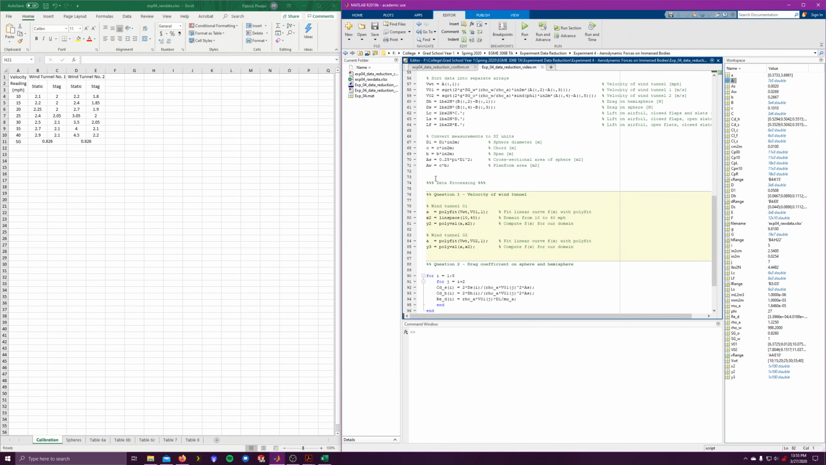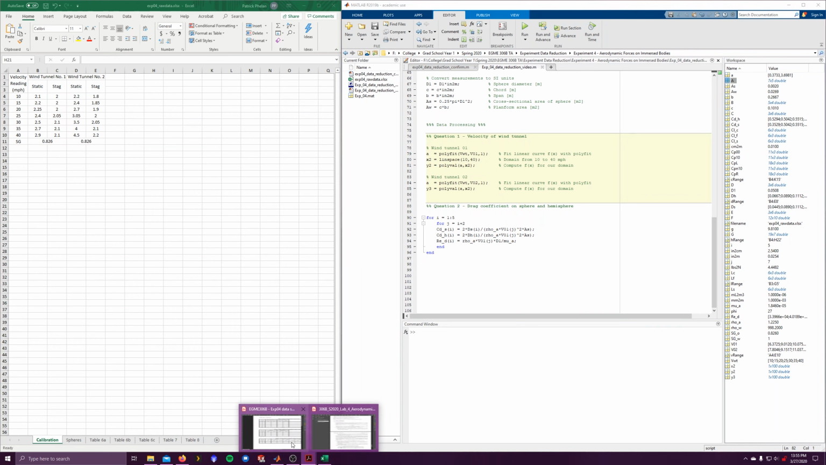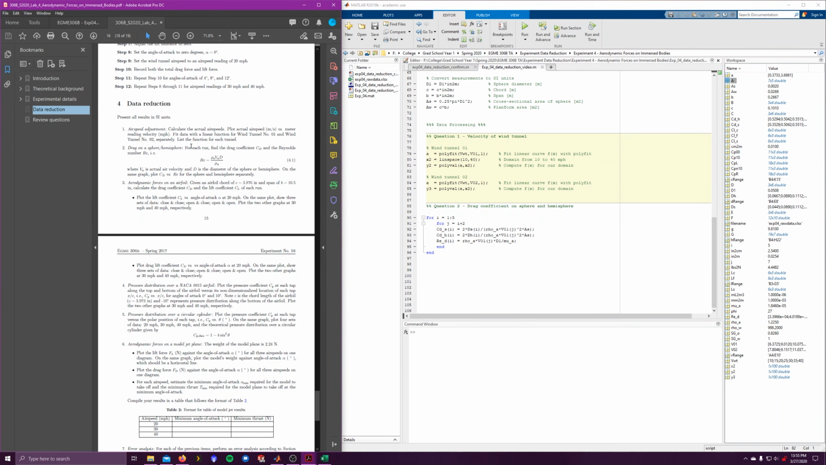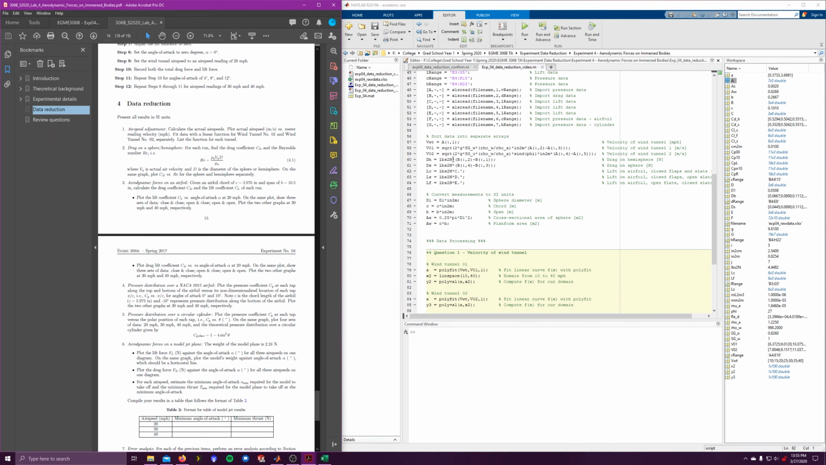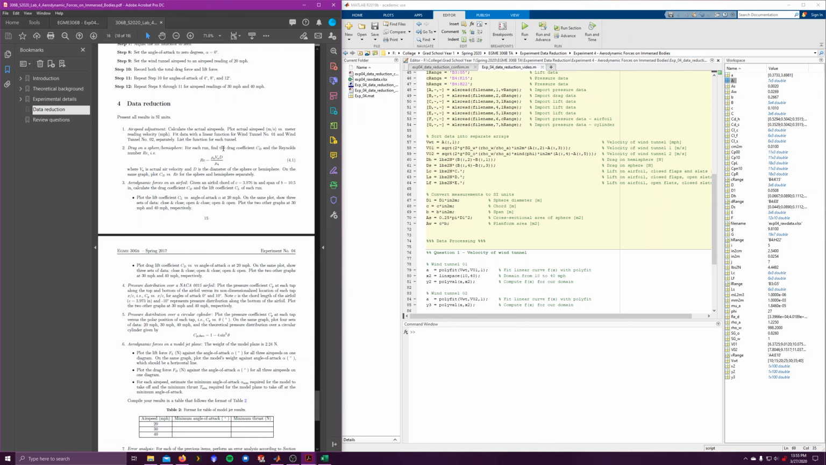Okay, so now I started the data processing section for our experiment. So I have question 1 and I have question 2. So question 1, this is for the velocity of the wind tunnel. We're going to calculate the actual airspeed, which we've already done up here in those two lines. And then we're going to plot the actual airspeed versus the meter reading that we have. And we're going to fit the data with a linear function.